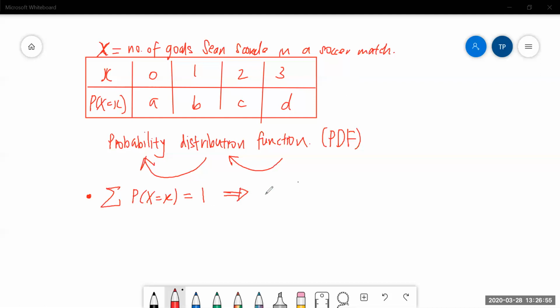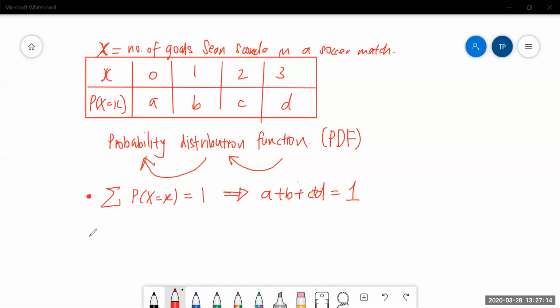Okay, if I'm moving too fast, slow me down. So when I mean summation of all probability equals to 1, it also means that A plus B plus C plus D will be equal to 1. This is an important property where they will always try to test you.